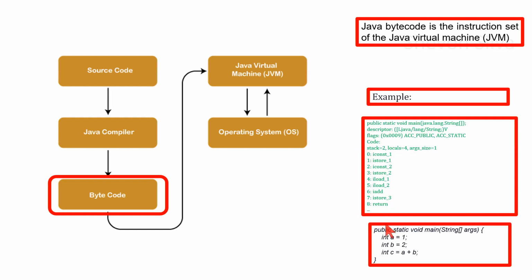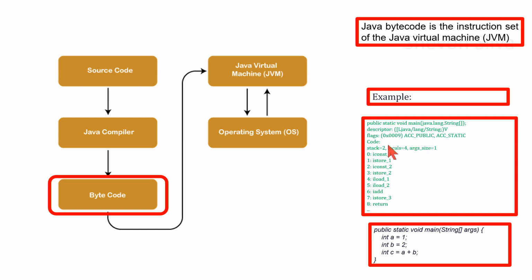This is the byte code for this method. We can see the method signature for main method, a descriptor that indicates the method takes an array of strings and has a void return type, a set of flags follows that describe the method as public and static.